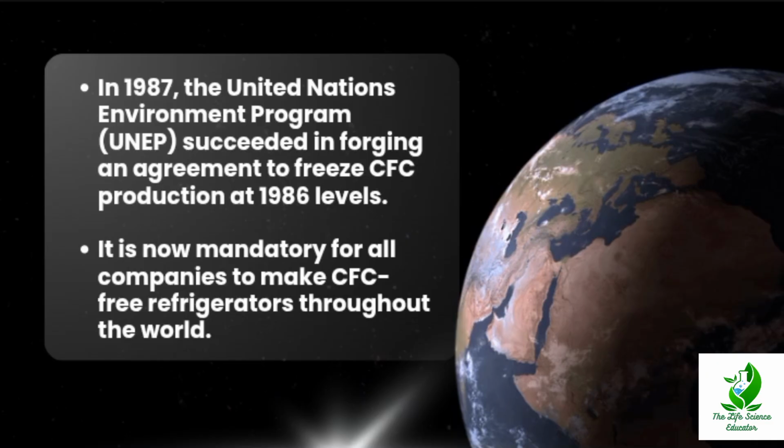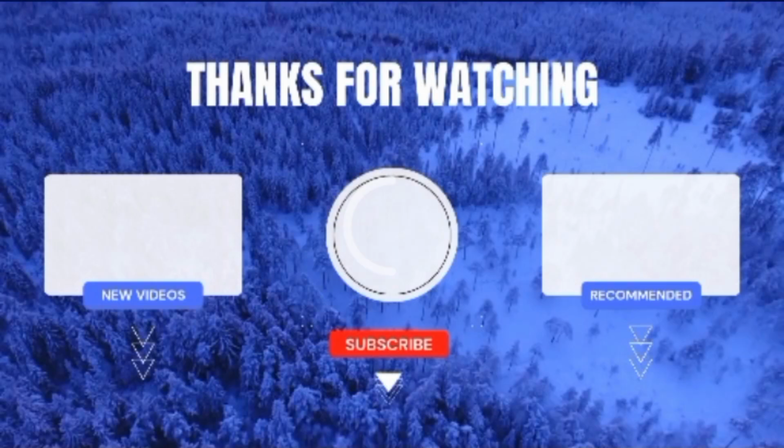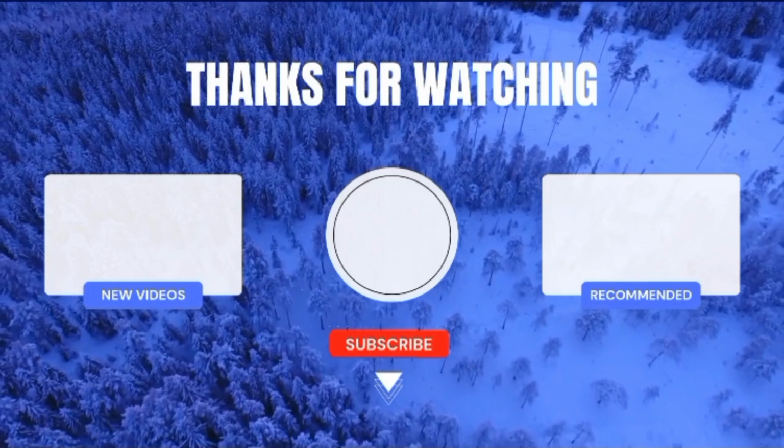So it is necessary to protect the ozone layer to minimize the UV radiation. To protect the ozone layer, we have to reduce ozone-depleting substances, use eco-friendly products, and also plant trees. It is our responsibility to protect the ozone layer. I hope you have understood the importance of the ozone layer.